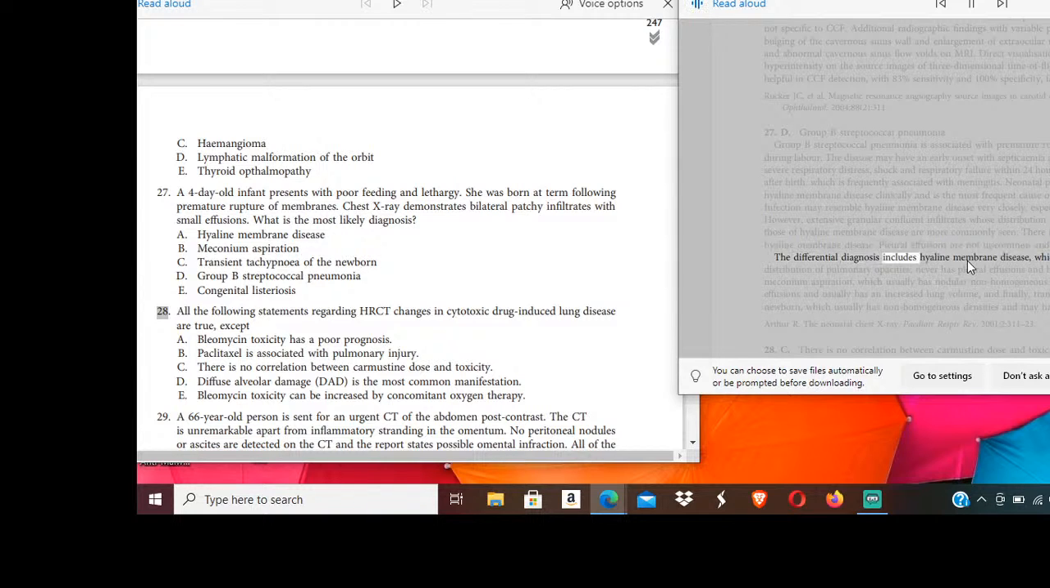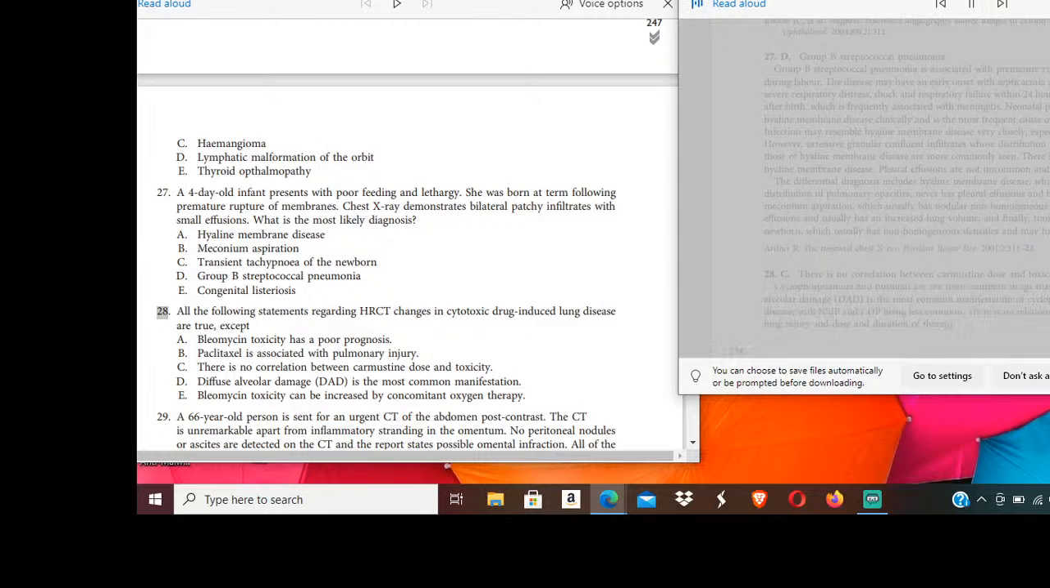The differential diagnosis includes hyaline membrane disease, which usually has a uniform distribution of pulmonary opacities, never has pleural effusions, and has a decreased lung volume. Meconium aspiration, which usually has nodular non-homogeneous densities, may have pleural effusions and usually has an increased lung volume. And finally, transient tachypnoea of the newborn, which usually has non-homogeneous densities and may have pleural fluid. Arthur R. The neonatal chest X-ray. Pediatr Respir Rev. 2001, 2:311-20.